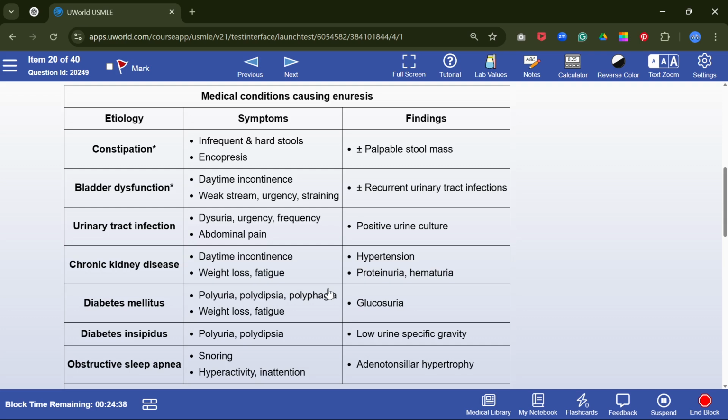So bladder dysfunction has daytime incontinence and CKD has daytime incontinence. Diabetes has polyuria, polydipsia, polyphagia, weight loss and fatigue, and glucosuria. Diabetes insipidus has polyuria, polydipsia and low urine specific gravity. And in OSA, obstructive sleep apnea, there is snoring, hyperactivity, inattention, and adenoid hypertrophy.